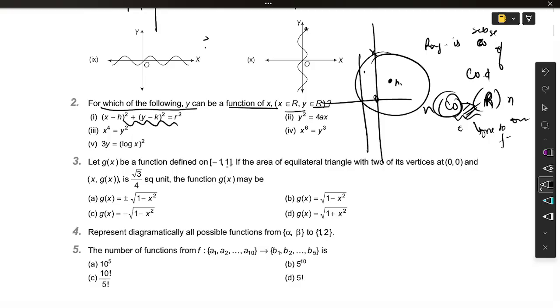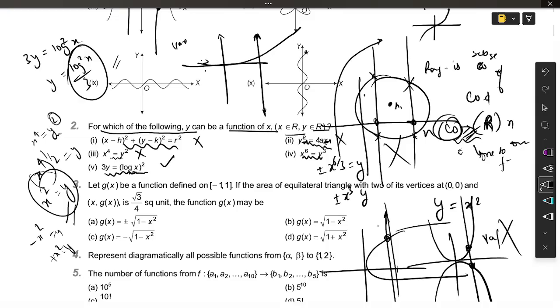Then we get this value, x to the power 6 by 3, plus minus equals y. So this gives us plus minus x cube y. The graph will look like this. I'll just draw it here small. Its graph will look like this, a positive part and a negative part.